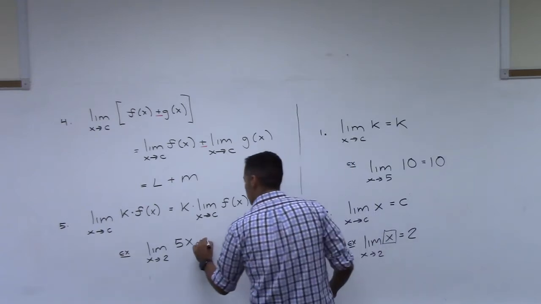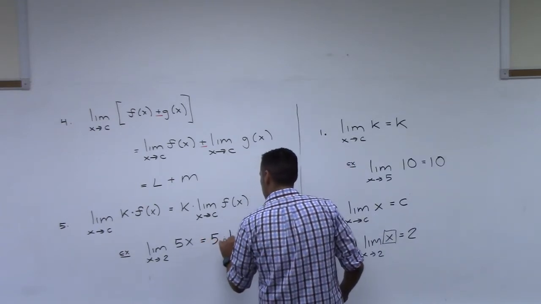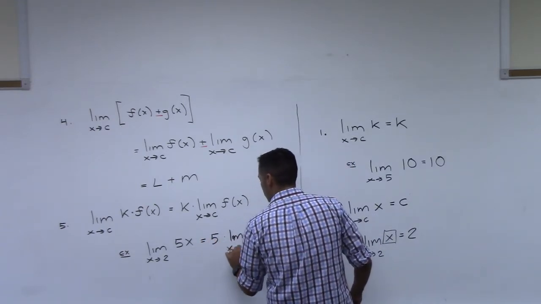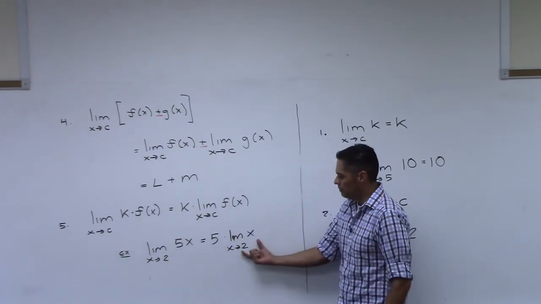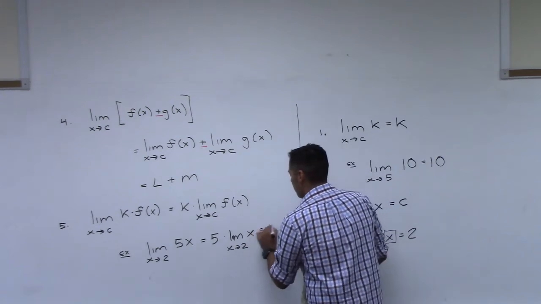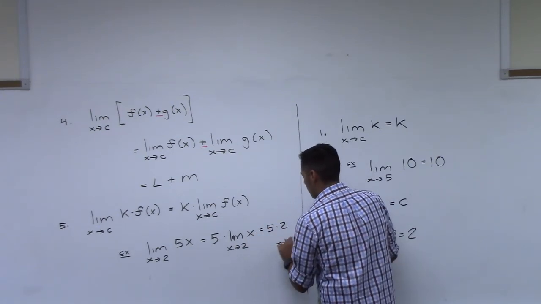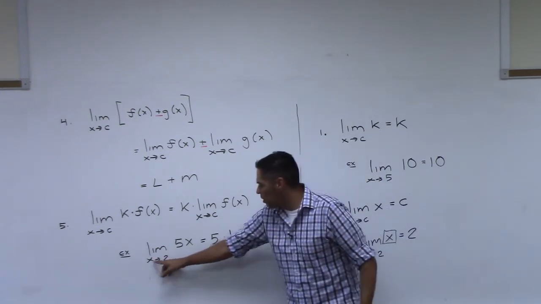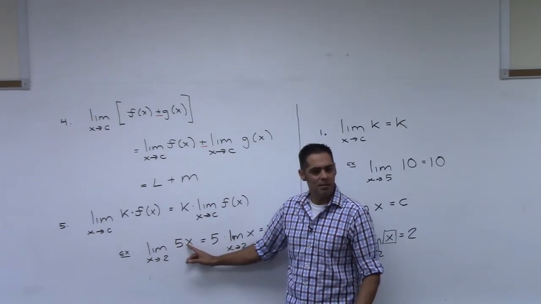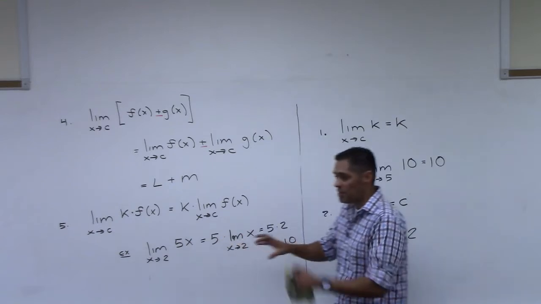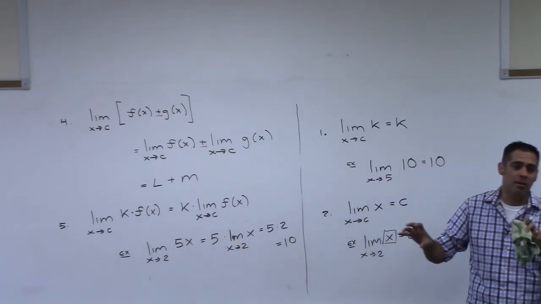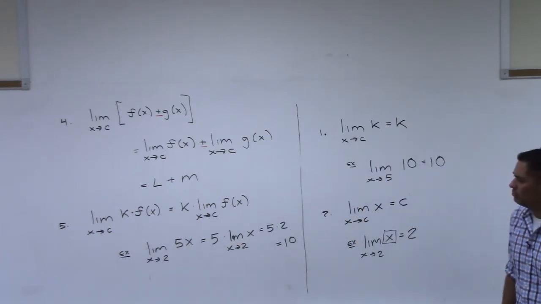So this actually becomes 5 times the limit as x approaches 2 of x. And what did we say this would be? 2. So this would become 5 times 2, which is 10. So isn't that really like all you did was plug 2 in here and just got 10? Yeah. That's really what happened. I mean, that's what happens at the end of the day. But this law says we're allowed to bring that constant out. Y'all follow? Okay.